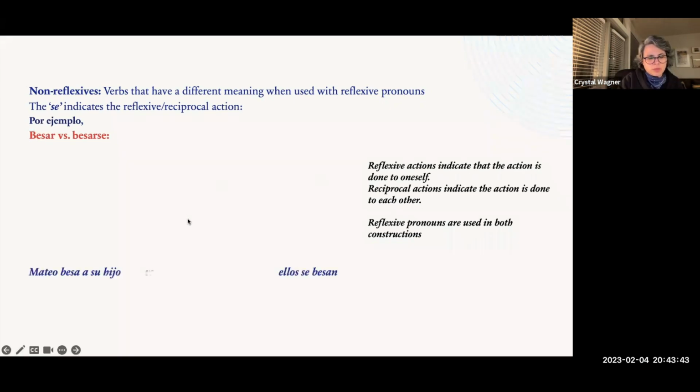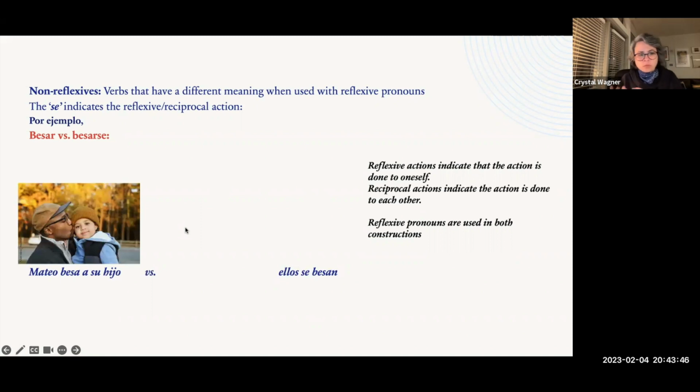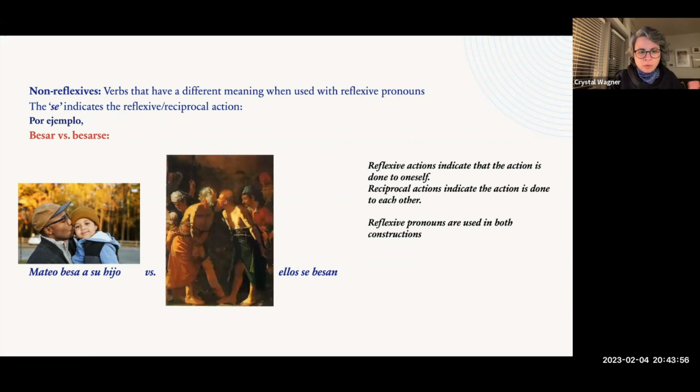So let's see this illustrated. Mateo besa a su hijo. In this case, Mateo is performing the action on his son. There is not a reciprocal action being performed. But in this example, there is a reciprocal action: ellos se besan, right? Both parties are performing the action on each other. So to recap, reflexive actions indicate that the action is done to oneself, whereas reciprocal actions indicate that the action is done to each other.